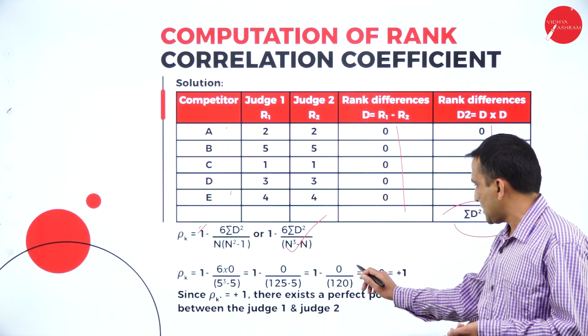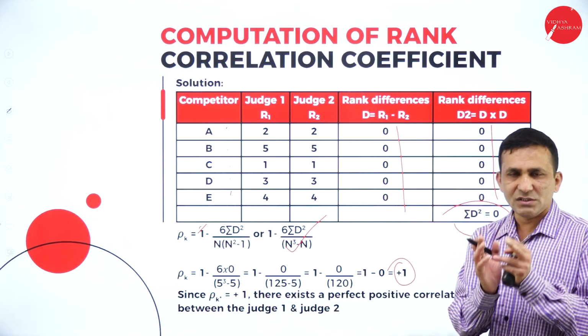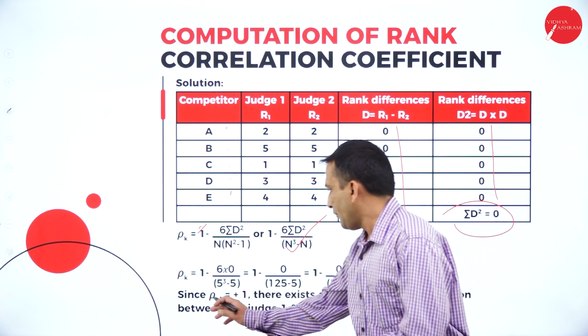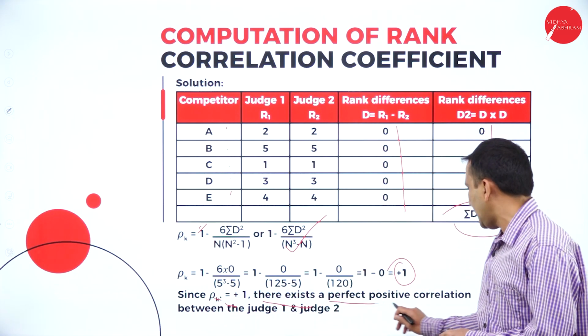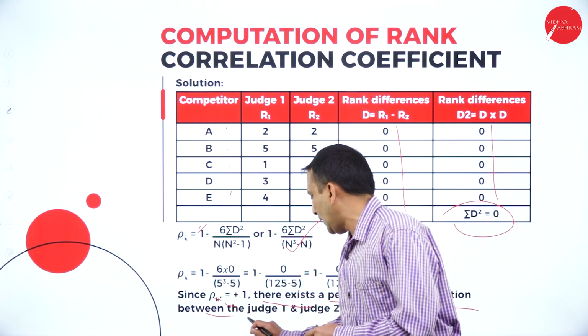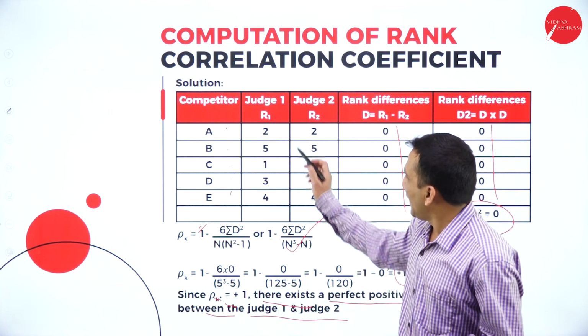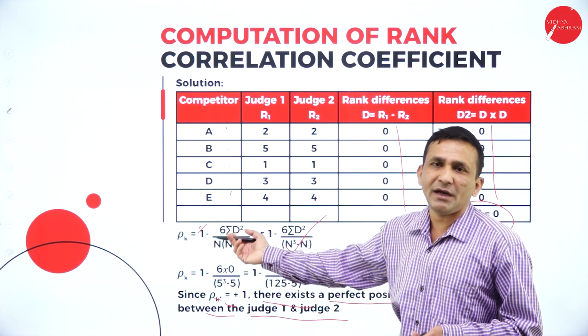So 1 minus 0 gives plus 1, which means a perfect positive correlation. We need to comment on this, which is very important: there exists a perfect positive correlation between judge 1 and judge 2. In this question, no rank is repeated at all, so it is a non-repeated rank case.